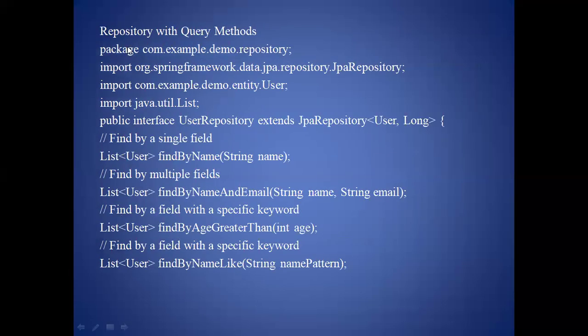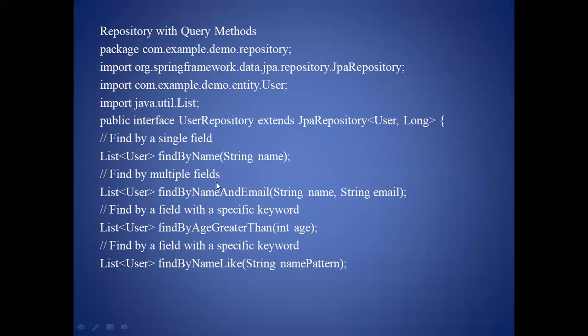After that, the repository with the query methods. Here the package is created, and imports are added with the import keyword. After that, the public interface UserRepository is created in the repository layer of the Spring Boot application. It extends JpaRepository, where User is the class and Long is the primary key data type. Then, find by a single field. How are we going to find? List<User> findByName(String name) is Java code only. With the help of that, we achieve the derived query.